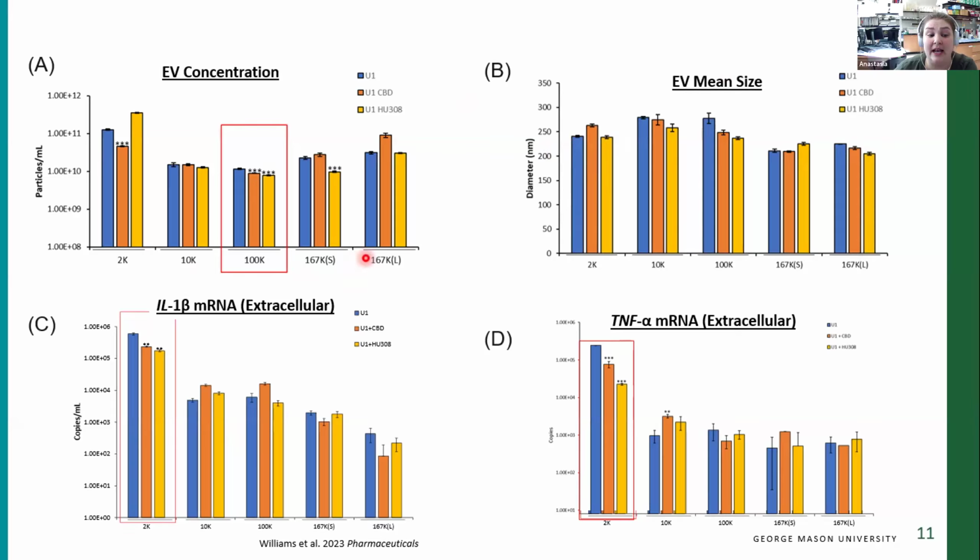These EVs were then isolated for their RNA, and I used an oligo-dT as the RT step to determine the mRNA of IL-1 beta and TNF alpha. In this case, we saw a decrease in the pro-inflammatory cytokine mRNA within the 2K. So we see a difference in the packaging or release of the EVs in the 100K, versus the pro-inflammatory cytokine reduction, which is actually within the larger 2K population.